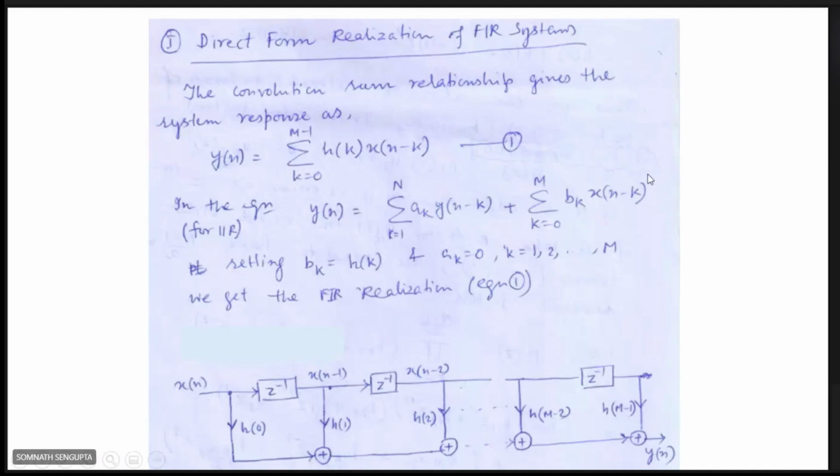Now if you compare this with the convolution equation, okay, what is the convolution equation? It is the summation h_k x[n-k]. So comparing these two, we can say that h_k is equal to b_k. Actually, b_k is what? It is the coefficients of several delayed versions of the input x[n], x[n-1], x[n-2], like that.